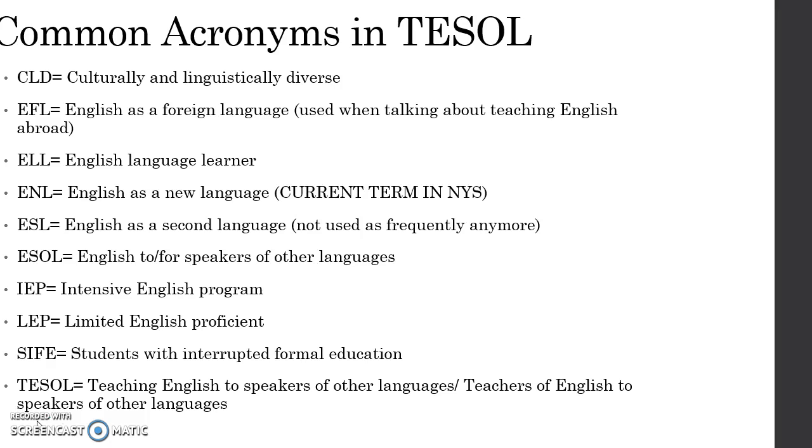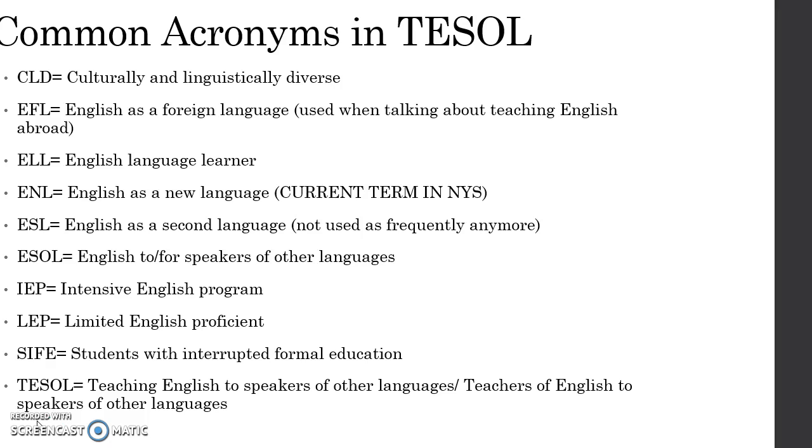ELL, or EL, is an English language learner. ENL is English as a new language, which is the current term used in New York State for our field. ESL is English as a second language. We don't frequently use this term anymore since many students already speak 2 to 3 languages before they begin acquiring English. ESOL is English to or for speakers of other languages.